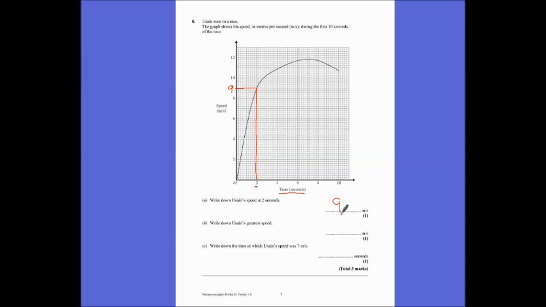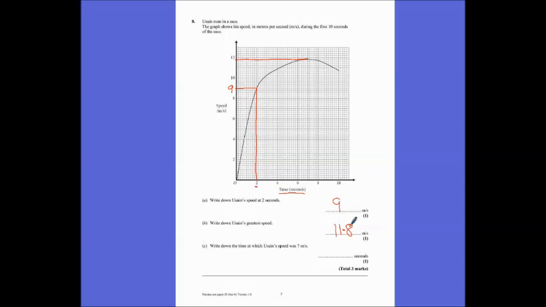It says write down Usain's greatest speed. This is up here where this line is. So we're going to follow this across, again, really accurately. You can see that's 1 square below 12. Now, every square is worth 0.2 because there are only 5 squares per whole one. So that would be 11.8. So 1 square less than 12 is 0.2 less than 12, which is 11.8.